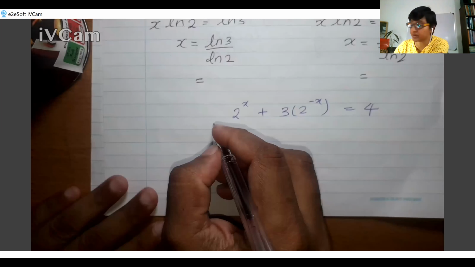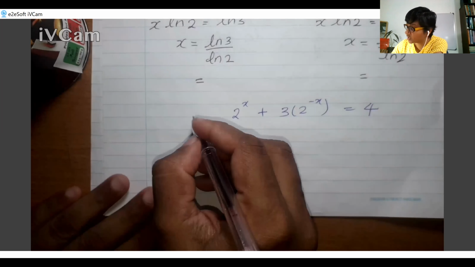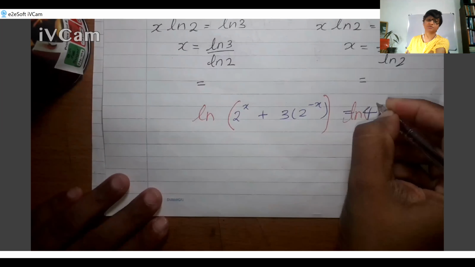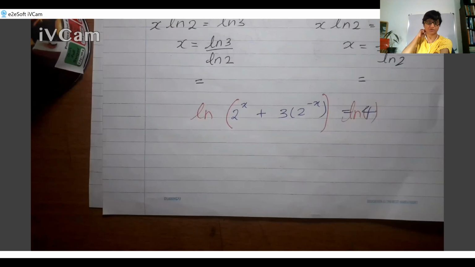Nothing will happen. You can't do anything. If I take log on both sides, ln of this, ln 4. That's how you do it. Like, you take log on both sides.